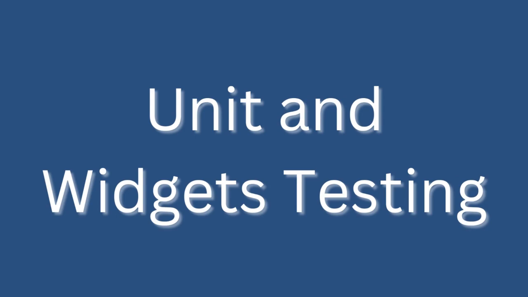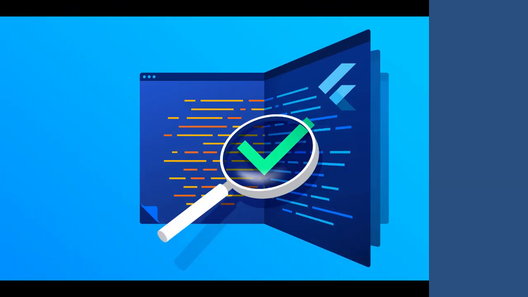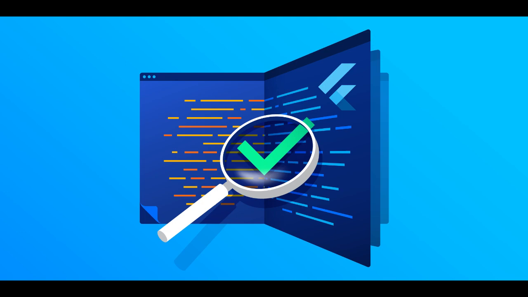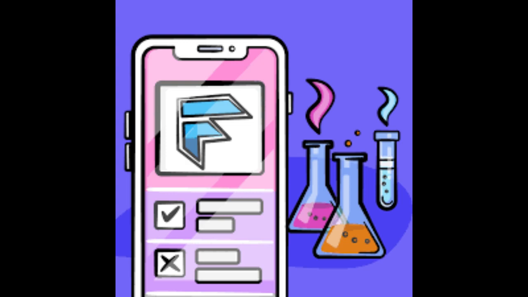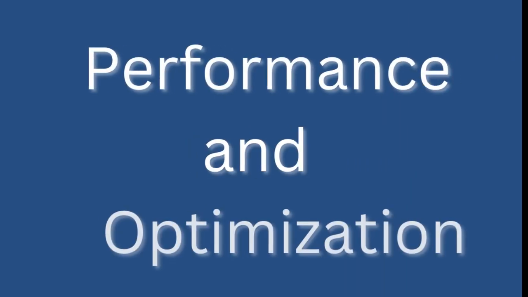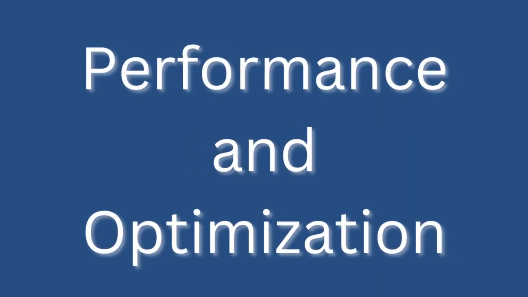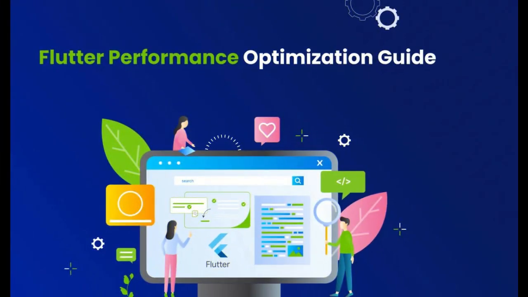No app is perfect, so you will need to be able to test and debug your app. In this section, we will show you how to use Flutter's built-in testing and debugging tools to make sure your app is running smoothly. Ninth is Performance and Optimization. Before deploying your application, it needs to perform well in every aspect. In this section, we will show you how to achieve high performance in your application and how to optimize your code so that your application is ready for deployment.